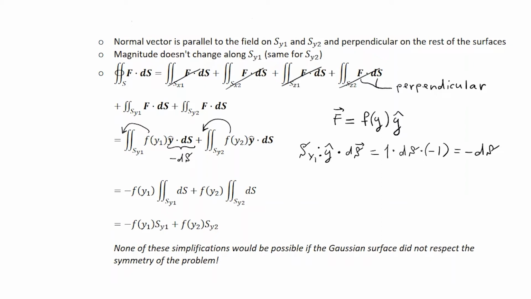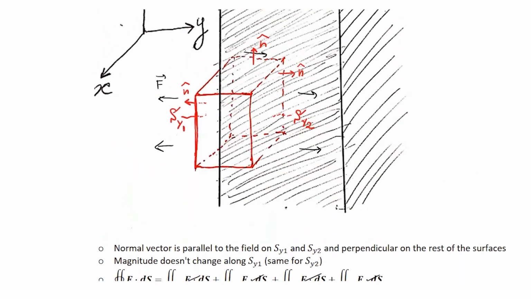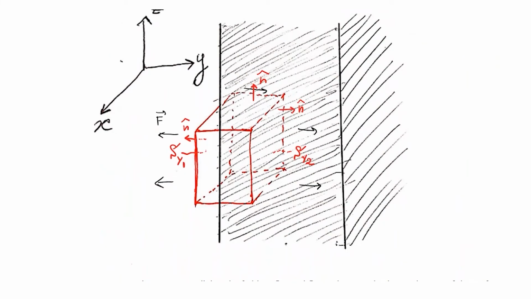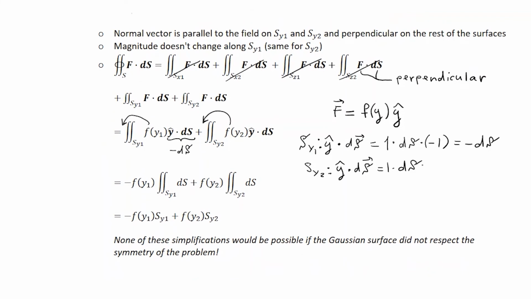On SY2, you have a similar situation. You have y hat dotted with ds equals the magnitude of this times the cosine of the angle between the two, but these two vectors are parallel because n hat is in the direction of y hat. So you'll get times 1. That's why this is ds.